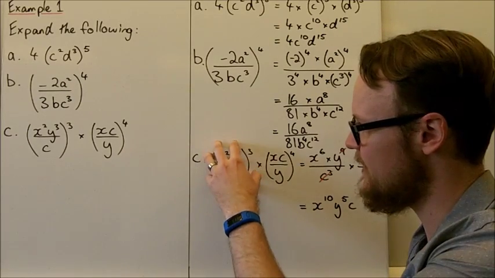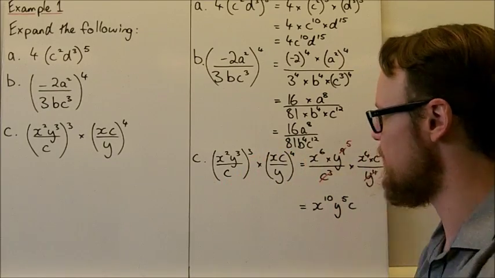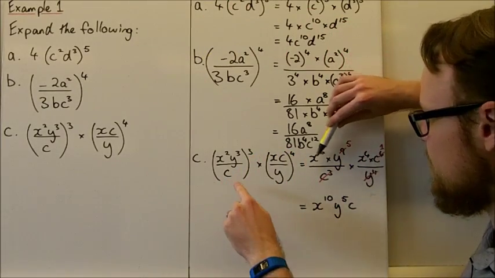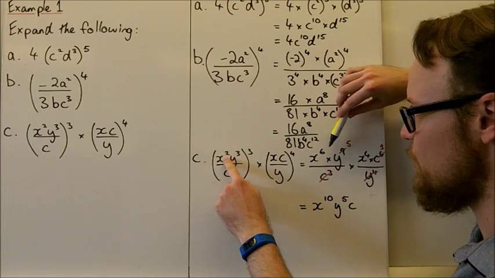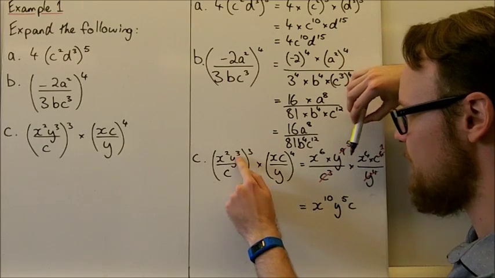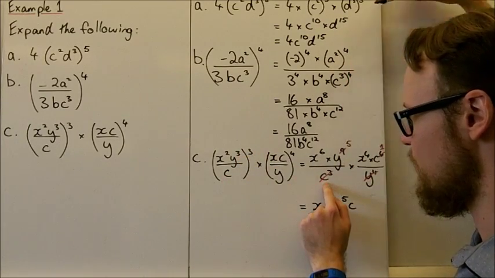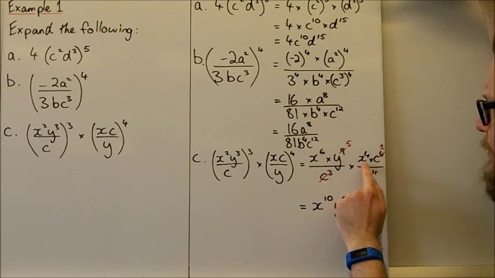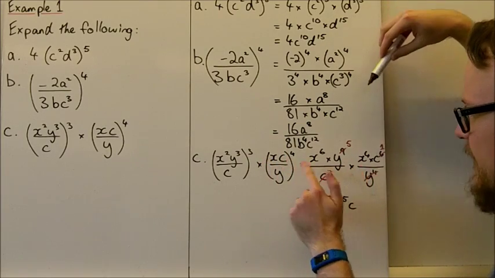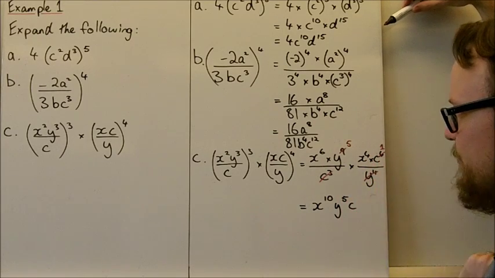So we can expand out everything in this set of brackets to the power of 3, and everything in this set of brackets to the power of 4. If we look at this set of brackets, we've got x to the power of 6, because we've got 2 times 3, y to the power of 9, because it's 3 times 3, and c to the power of 3 here on the bottom. If we have a look at this part here, everything to the power of 4: x to the power of 4, c to the power of 4, y to the power of 4.